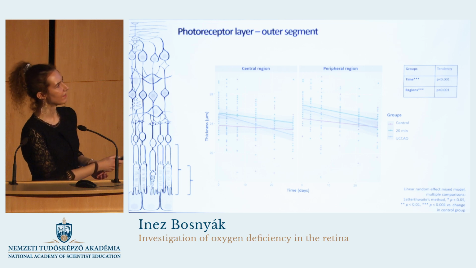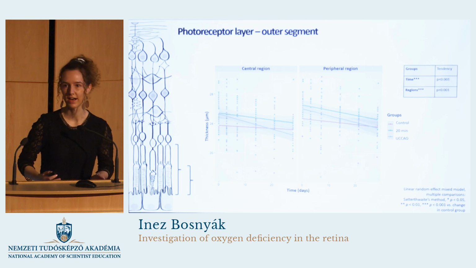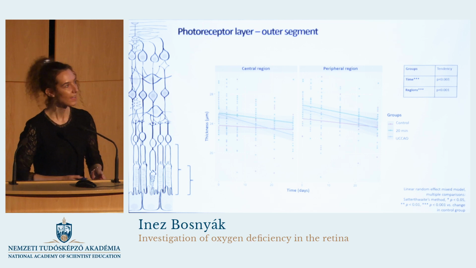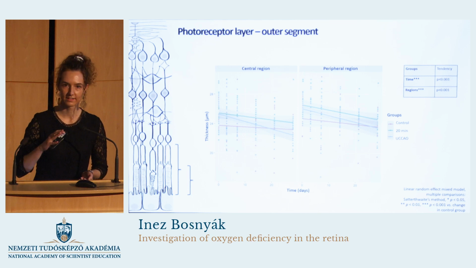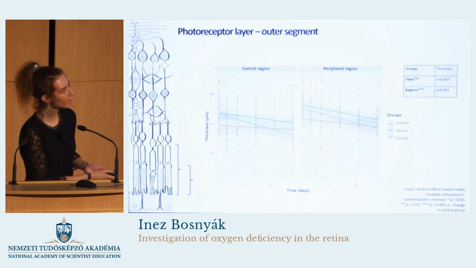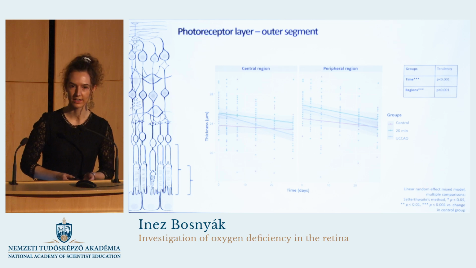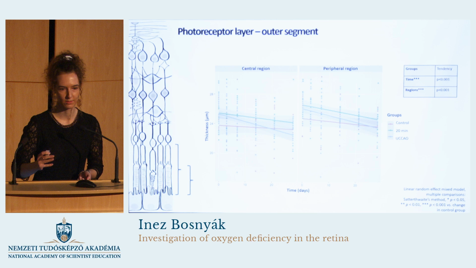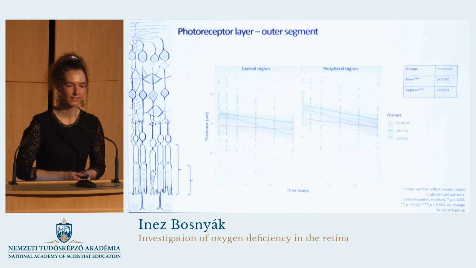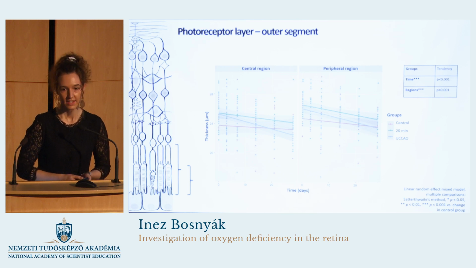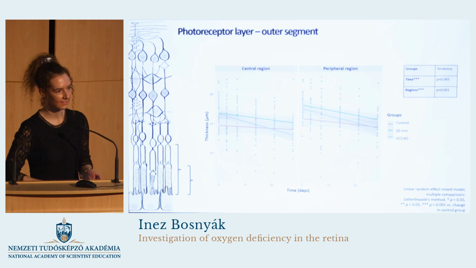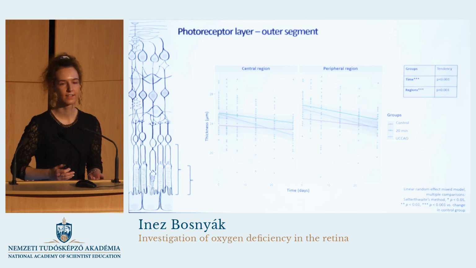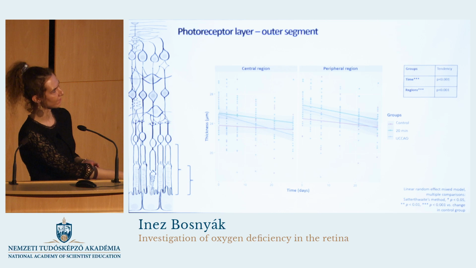We analyzed just the main effects because of the many variables, and we observed a significant decrease in the thickness over time, so during our experimental period, and we have a difference between the central and the peripheral region. However, the interaction was not significant. This means that we cannot say that the damage was more severe in the central or in the peripheral region.